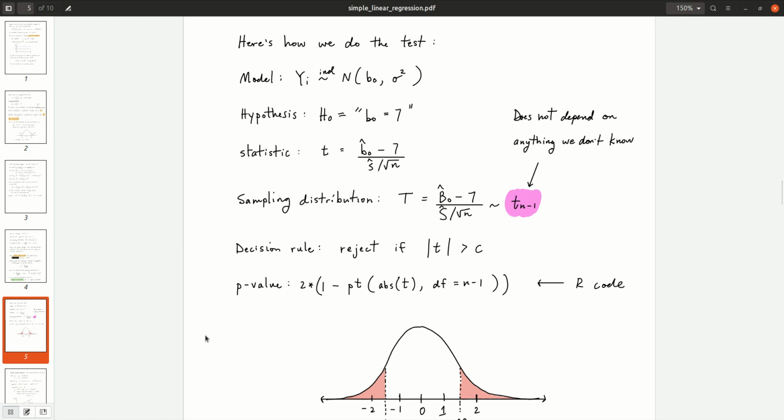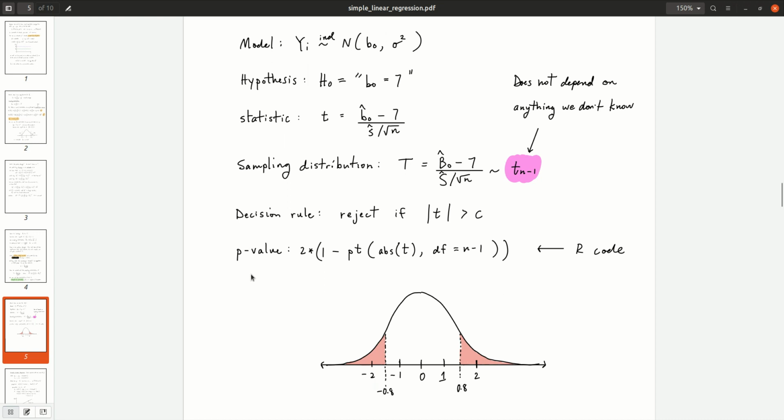And to do that in R, you would do this. So let me explain each of these steps. So PT is the function for computing probabilities with the t distribution. The first argument is the value that you'd want to plug in, and then the second one is the degrees of freedom. That's the only parameter in the t distribution.